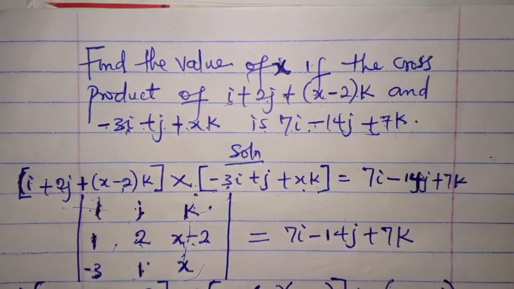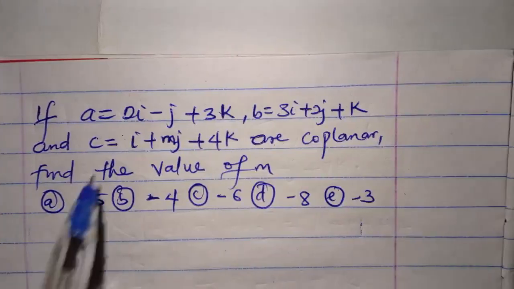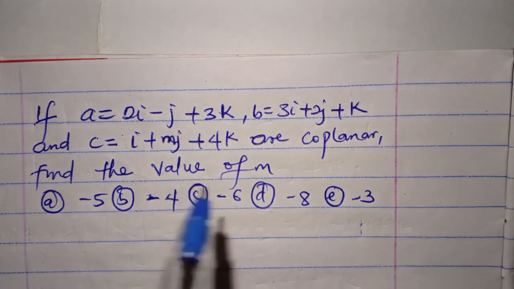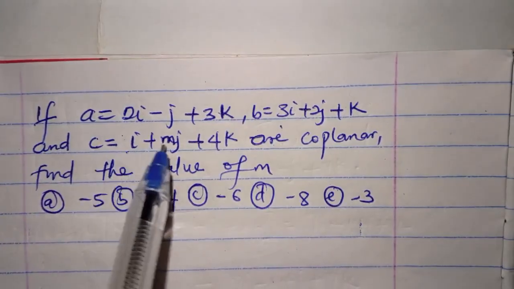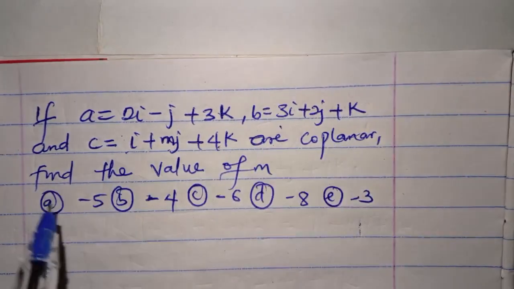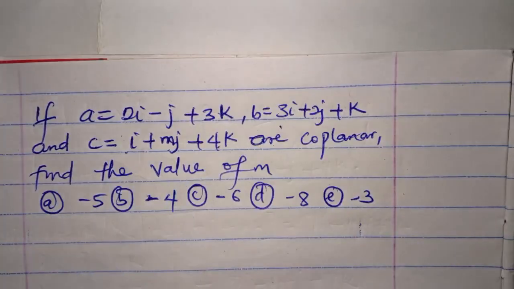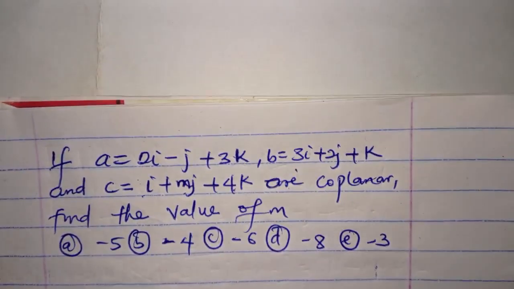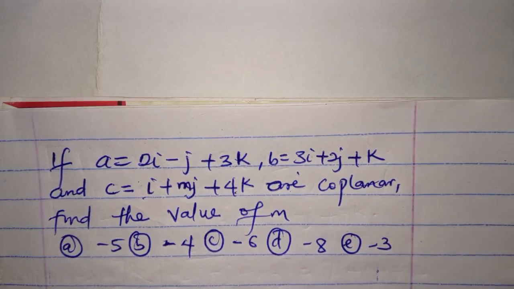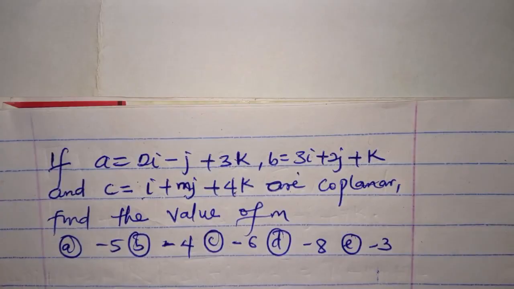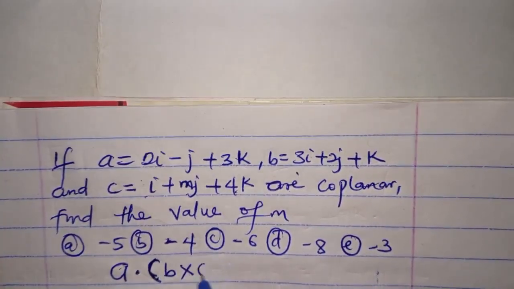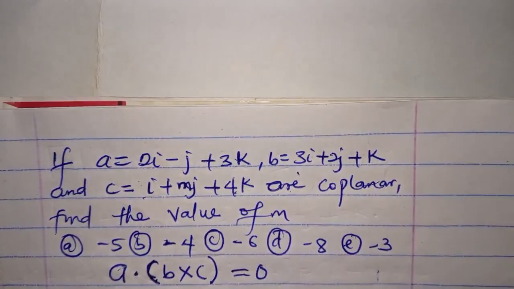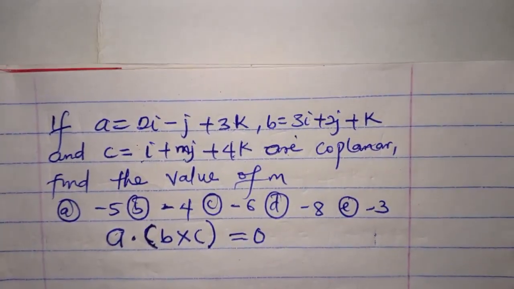for this particular problem. If the vector A equals 2i minus j plus 3k, B is 3i plus 2j plus k, and C is equal to i plus mj plus 4k, and they are coplanar, find the value of m. The principle is that for three vectors that are coplanar, their triple scalar product is equal to 0. So for A, B, and C that are coplanar, A dot B cross C is equal to 0.